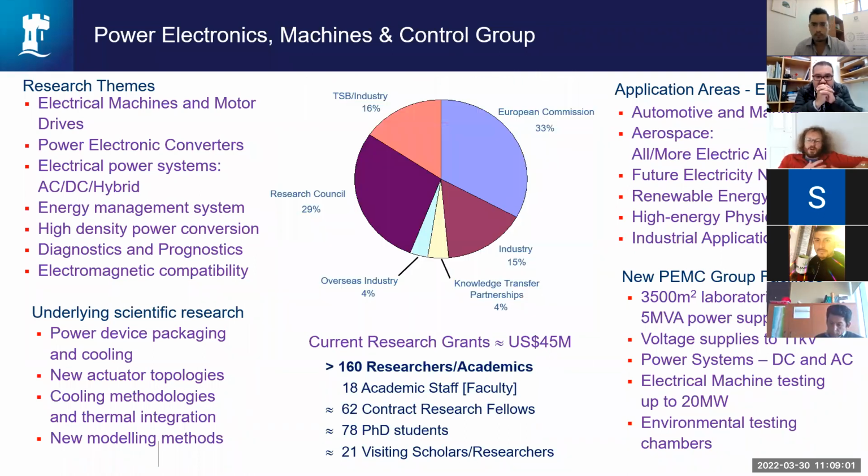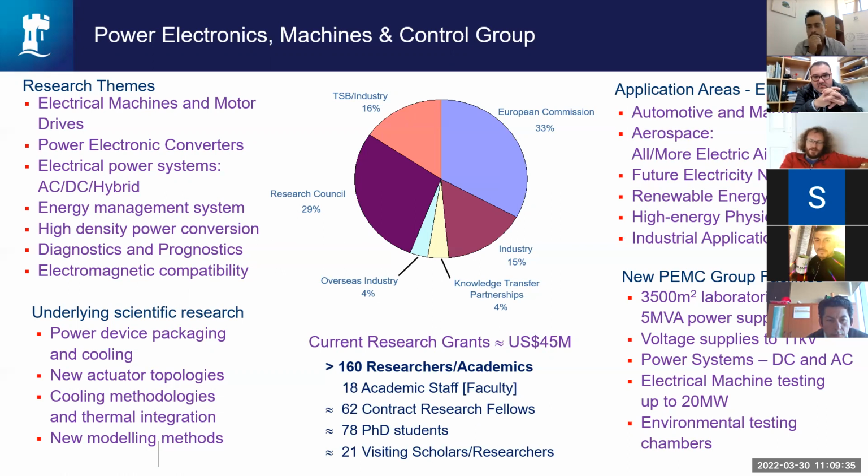When you look at who funds our research, at the moment I have about 160 people in the research group. So that's about 20 members of faculty, 20 professors, about 60 postdoctoral research fellows, so people who have their PhD and continue doing research in the university, and about 80 PhD students, so people studying, like I believe many of you are. So about 160 people.